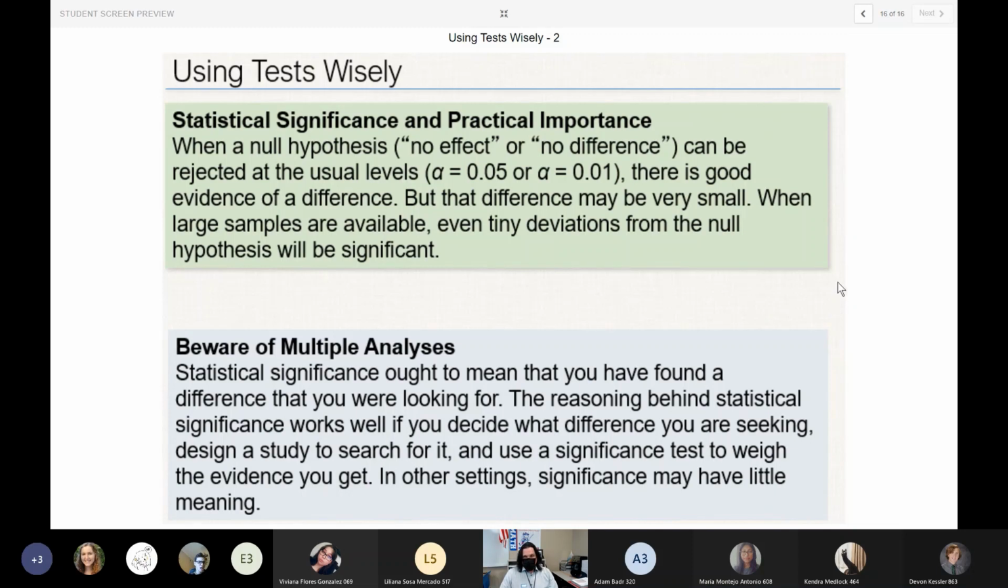All right, is there any other questions about section 9.3?